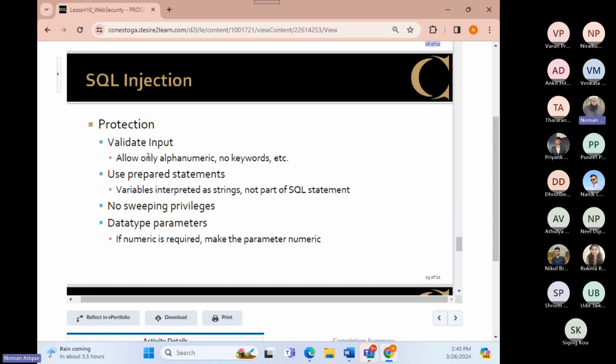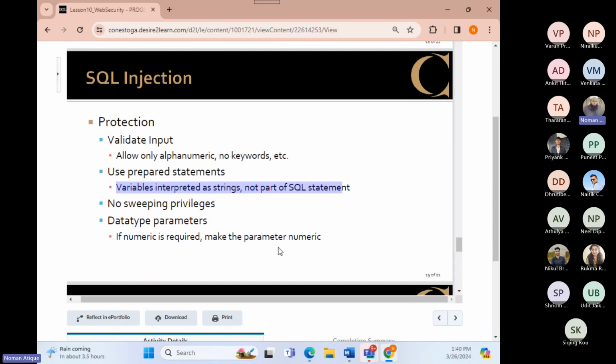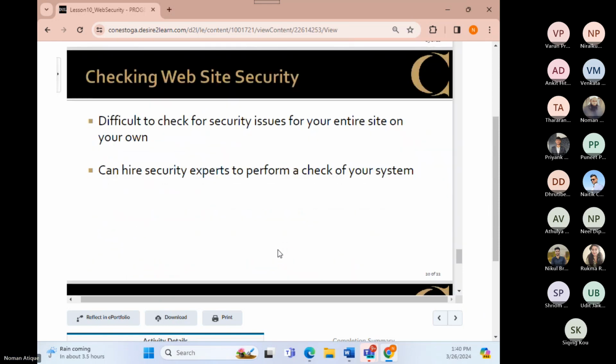Okay, so protection: validate input, allow only alphanumeric, no keywords, etc. Always use prepared statements, with variables interpreted as strings, not part of the SQL statement. So with prepared statements, do not use the variables directly, because your variables could be injected with other values. Make sense? No sweeping privileges. Data types, parameters: if numeric is required, make the parameter numeric. So again, try to limit the type of the data coming in, so that you save yourself from that.